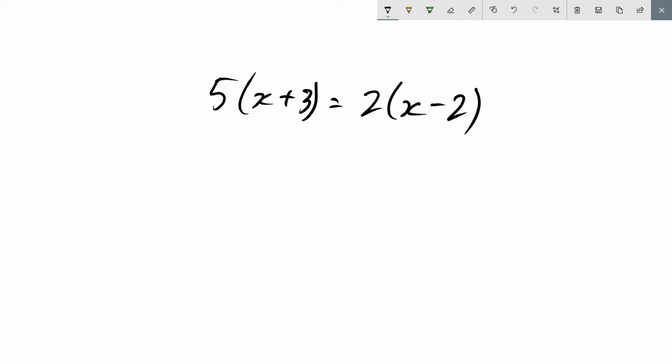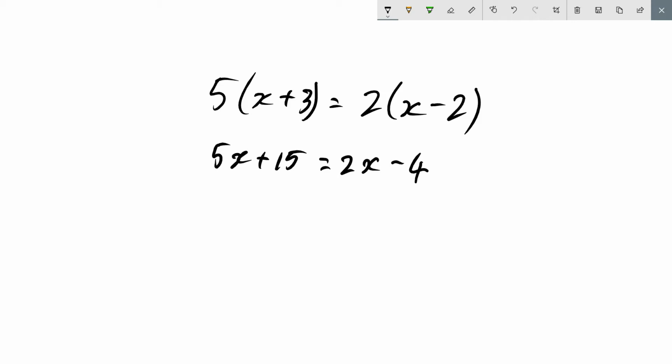Alright, so here, I could try and divide by 5, but that means I end up with a fraction over here. I don't necessarily want that. If I divide by 2, I'm going to get a fraction over here. So what I would do is expand both of these this time. 5x, 5 times 3 is 15, equals 2x minus 4. This seems a whole lot easier to deal with, no fractions involved.